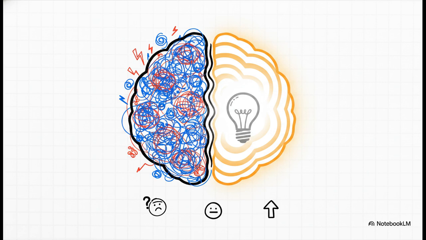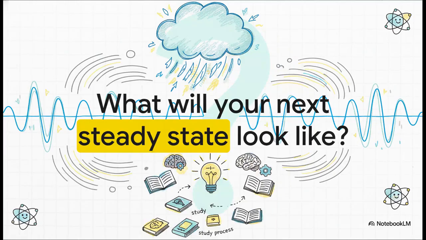Just like a circuit settling down after a sudden switch is flipped, your mind also settles down after navigating a really complex, stressful semester. You go from the transient stress of learning a dense topic right into the comfortable, steady state of deep understanding. So, as we wrap up our study time together today, I want to leave you with a thought about your own journey. What is your next steady state going to look like? Take a deep breath, trust the study process, and just know that the chaos is always temporary.